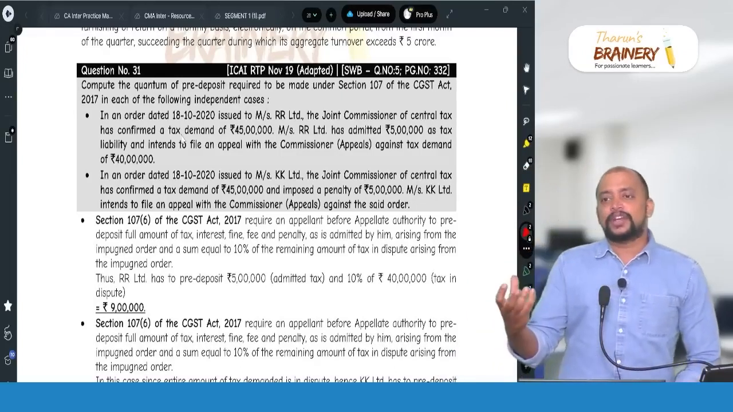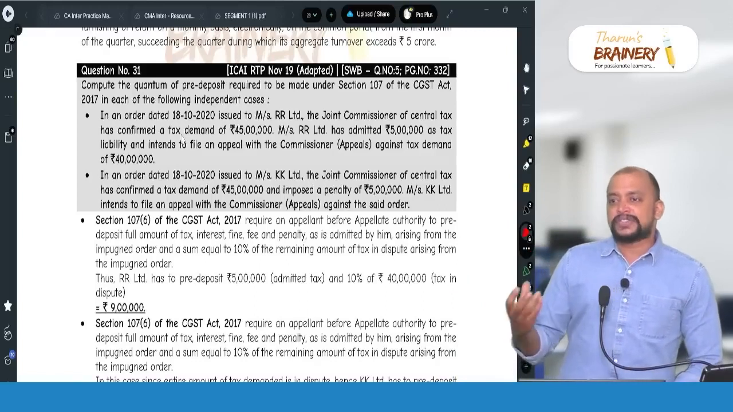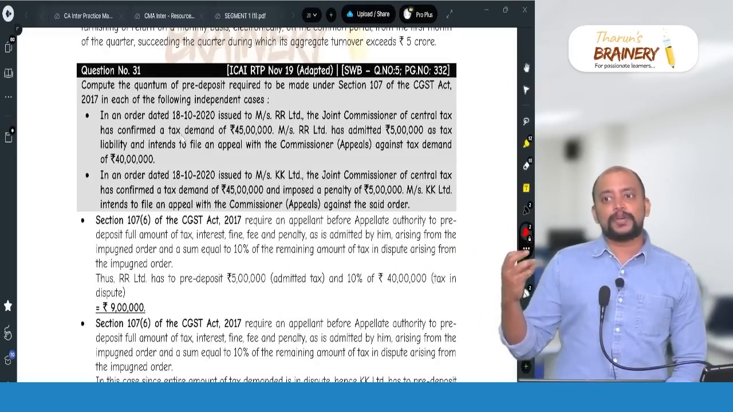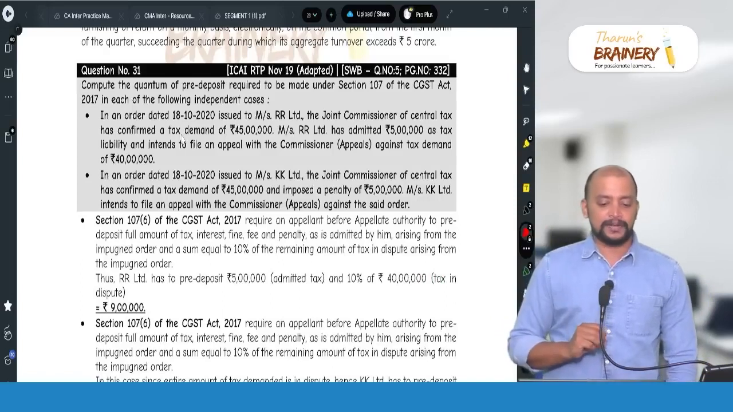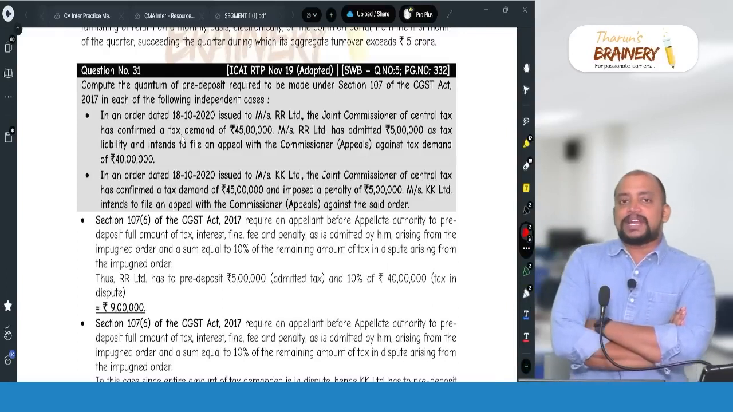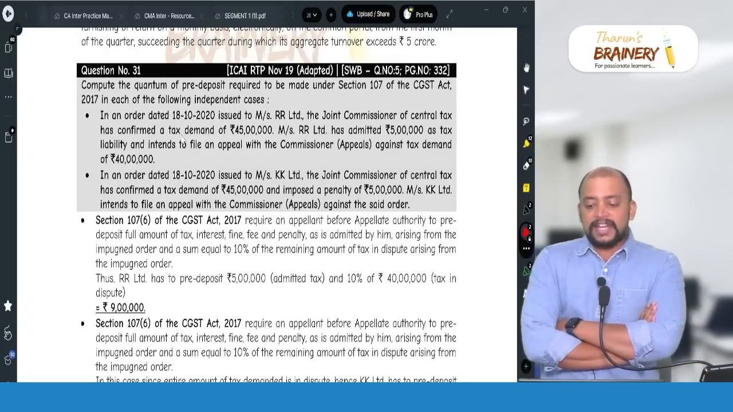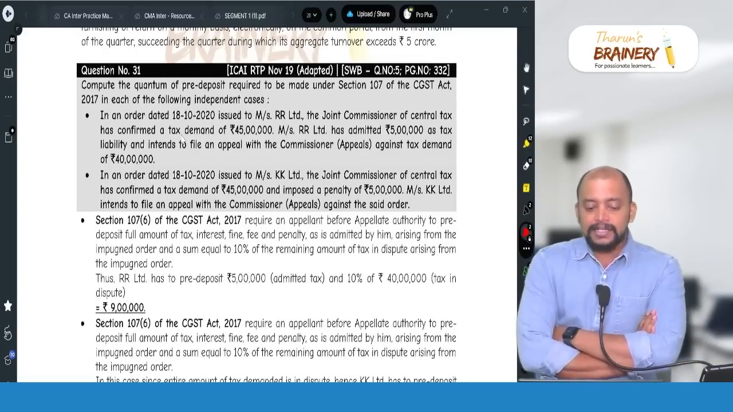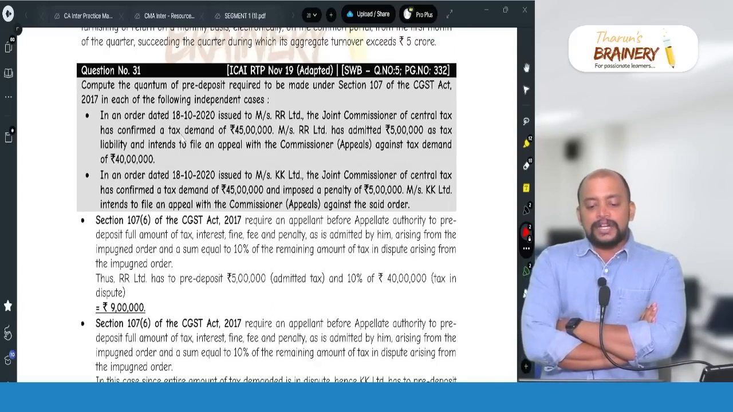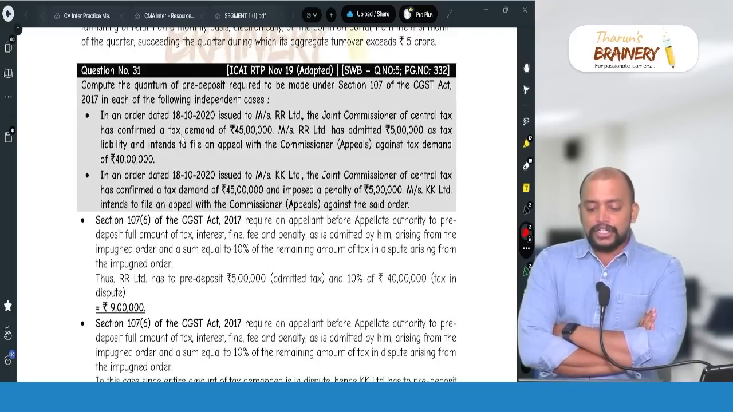Page number 332. So usually like this only, the questions will be on registration, procedures, appeals, etc. Small questions, 4 marks questions only, all these are. Compute the quantum of pre-deposit required to be made under section 107 of CGST Act in each of the following independent cases.